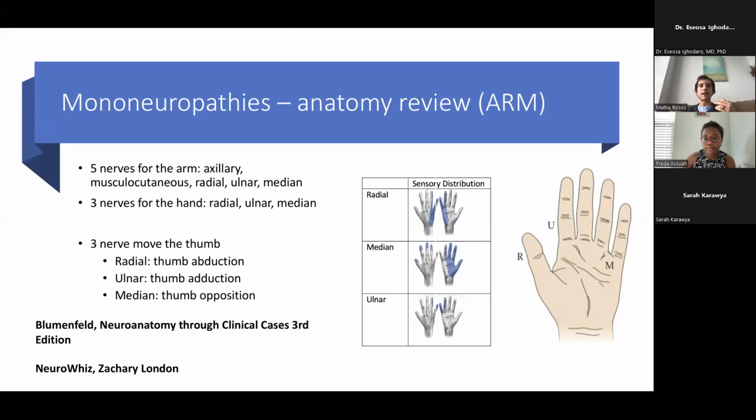Finally, and I think this is something that's commonly encountered, is knowing your sensory distribution. The key finding will be a split at the middle of your ring finger. The median nerve and the ulnar nerve will share a territory there. And you can see here how the distribution works.